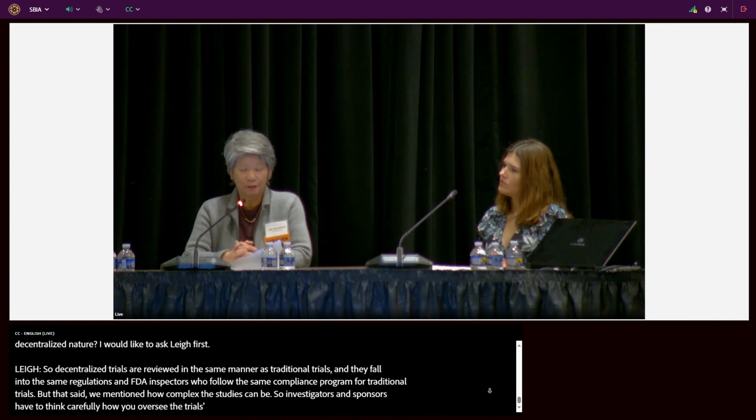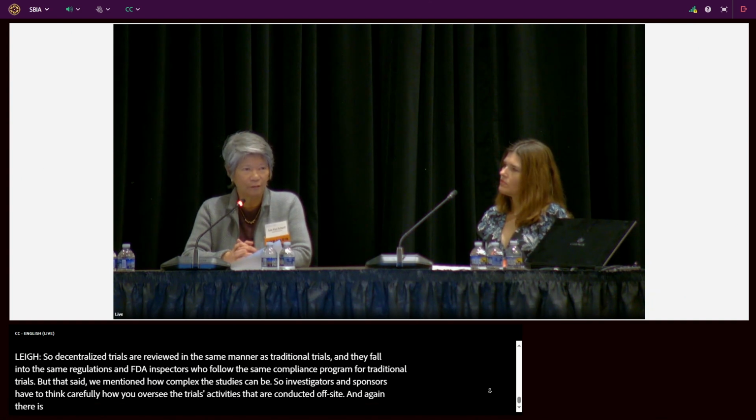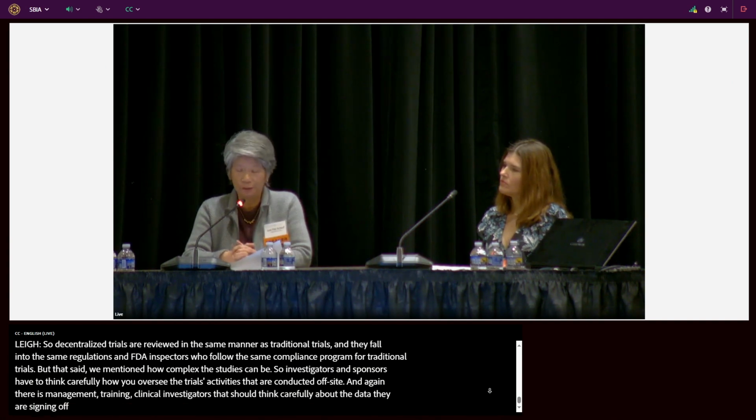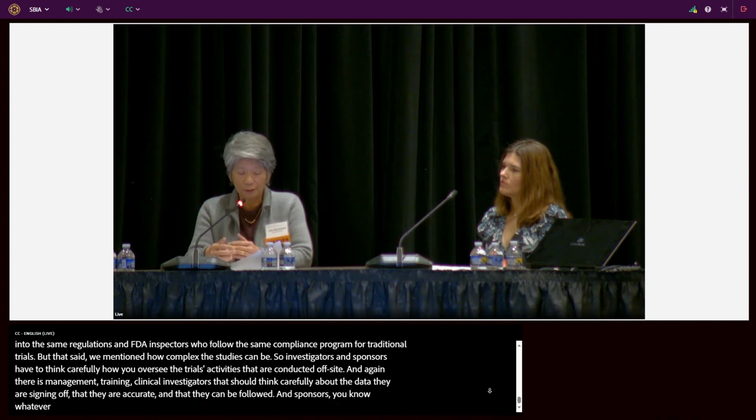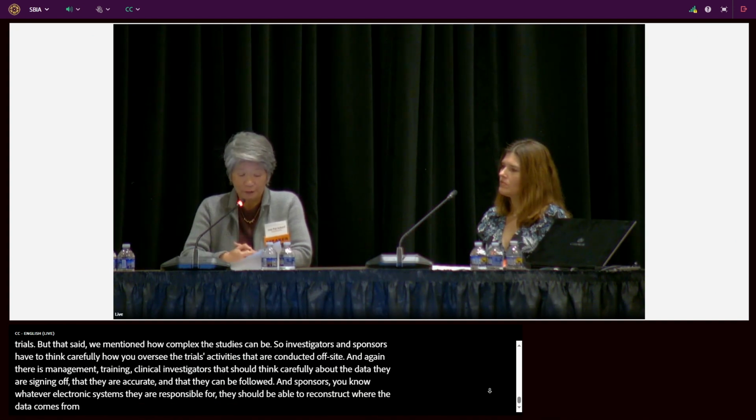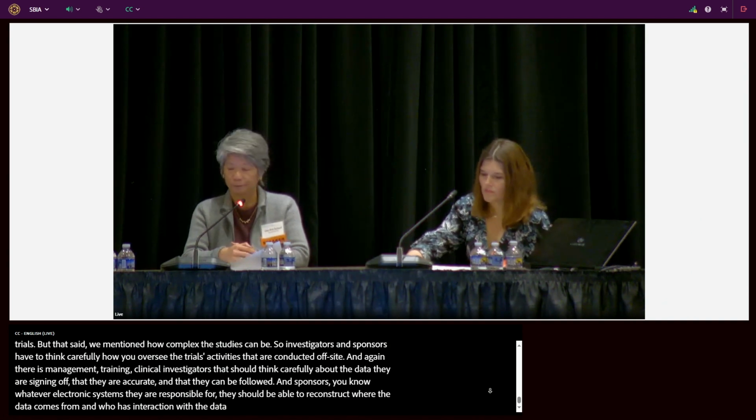Again, their maintenance, training, clinical investigators should think carefully about the data they are signing off, that it is accurate and that it can be followed. And sponsors, whatever electronic systems they are responsible for, should be able to reconstruct where the data comes from and who has interacted with the data, and basically, good data governance for these types of trials.